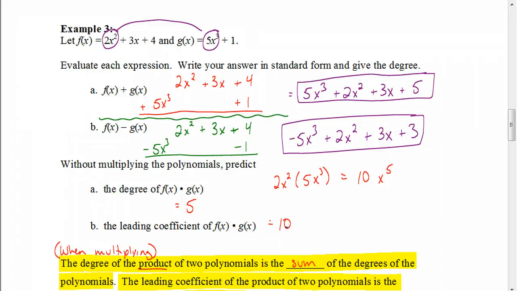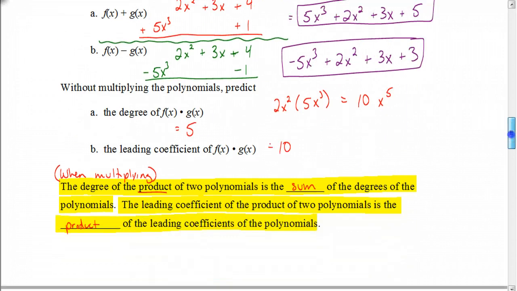So all you have to do when we're multiplying two polynomials is take the term with the largest degree from the first polynomial, take the term with the largest degree from the second polynomial, and multiply those together. That would give you your leading coefficient and the degree of the product, which is summarized here in this next paragraph, which says the degree of the product of two polynomials. So again, when multiplying, the degree is going to be the sum of the degrees of the polynomials. Because here I had a degree of 2, here I had a degree of 3, add those together, we get 5. And the leading coefficient of the product of two polynomials is the product of the leading coefficients of those polynomials. So 2 times 5 gave me 10.